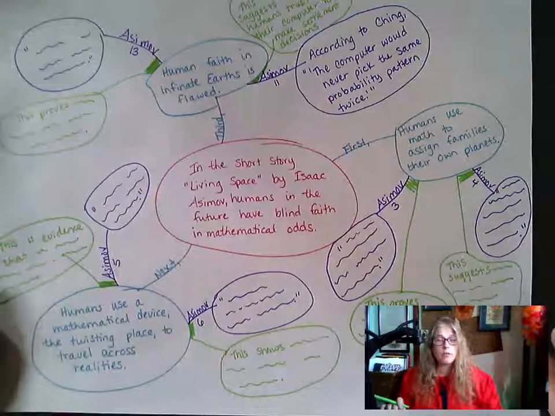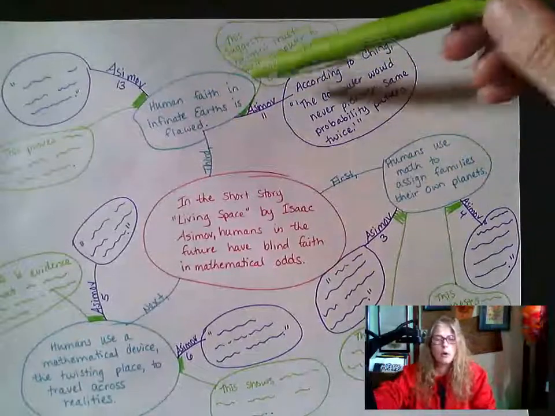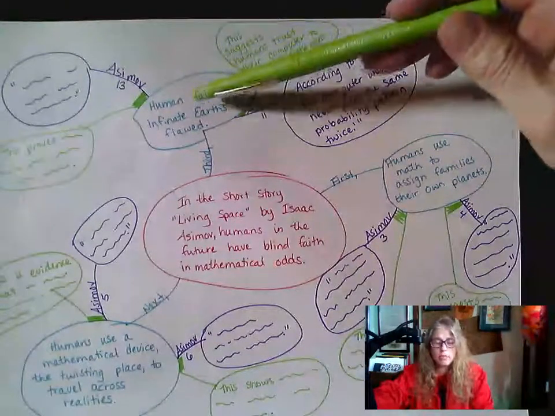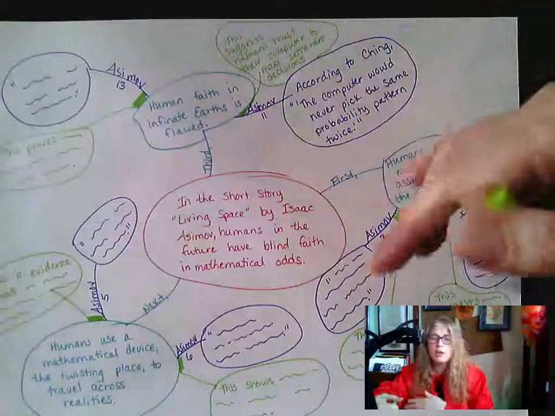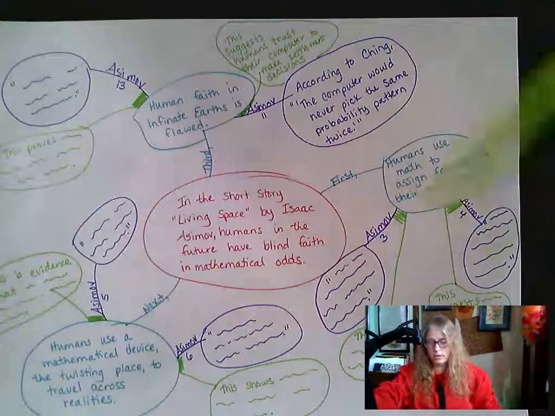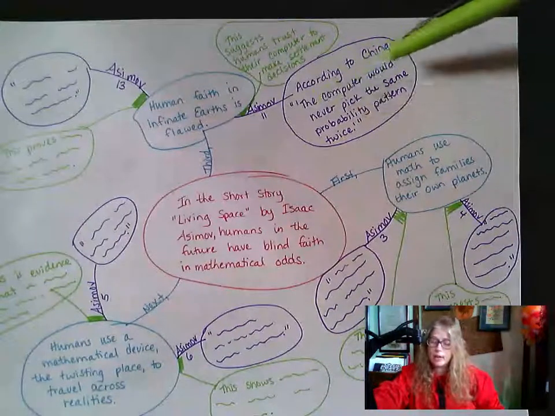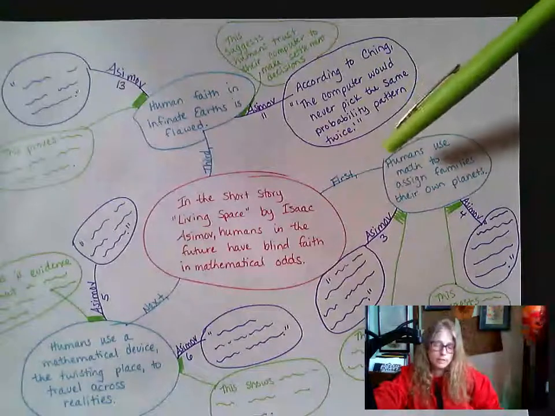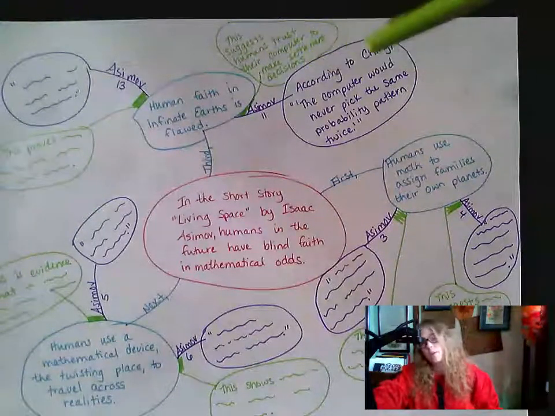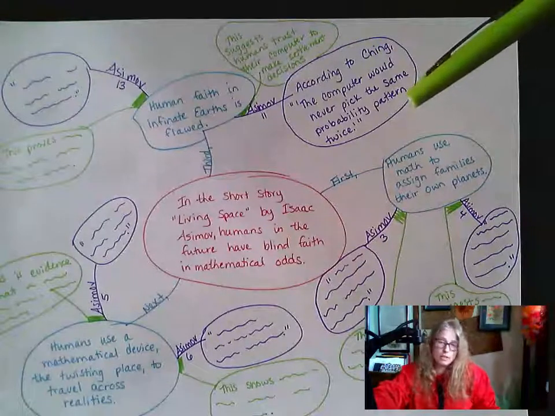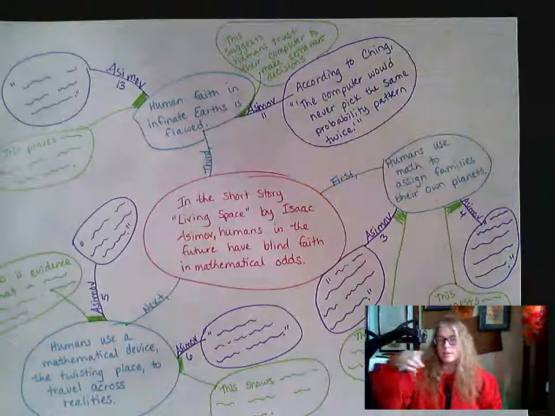And then I'm going to find a quote. So I'm going to move this down a little so you can see the one I actually quoted. So one of my blue ideas is human faith in infinite Earths is flawed. So they base their whole society on the idea that there are innumerable Earths out there that they could colonize. So my quote is, according to Ching, who's one of the characters, the computer would never pick the same probability pattern twice. This suggests humans trust their computer to make settlement decisions, which might be dangerous because humans aren't making the decisions, the computer is. So there's an example of a blue, purple, green set for this essay.